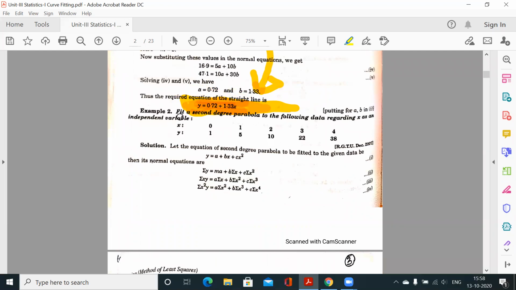Now the second question is: fit a second degree parabola to the following data, regarding x as the independent variable. These are the x values and these are the corresponding y values. Now we have to fit the second degree parabola, that is, this equation, to this curve.